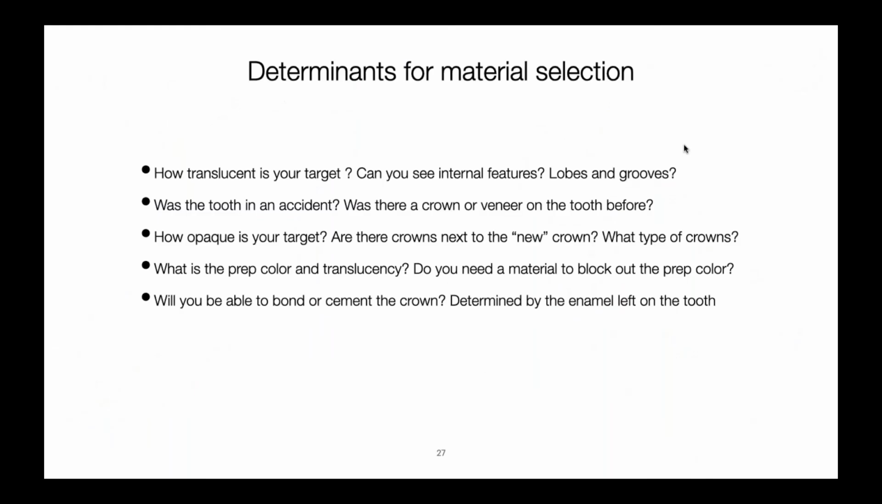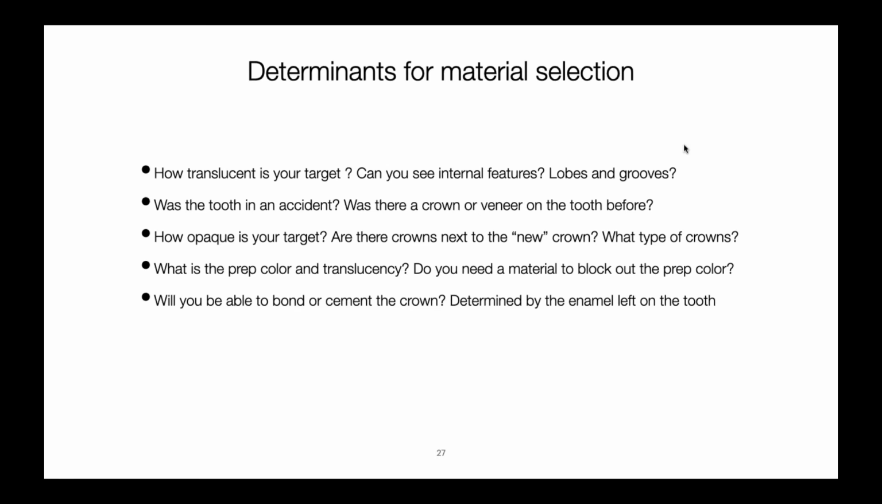So let's look at some of these things. What are the determinants for material selection? I always call them targets. What's your target? How translucent is it? Can you see stuff inside? Are there lobes and grooves in there? Was the tooth in an accident? Was there a crown or a veneer on the tooth before?